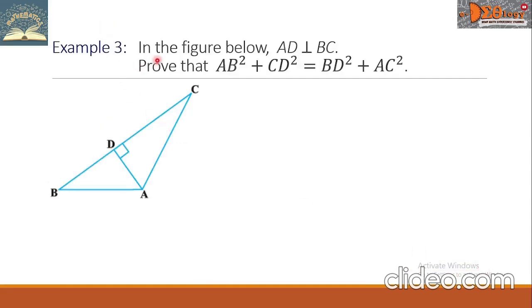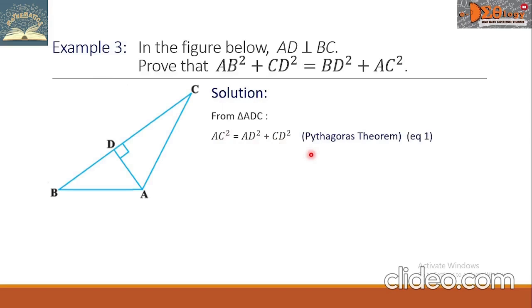Example 3. In the figure below, AD is perpendicular to BC. Prove that the square of AB plus the square of CD equals the square of BD plus the square of AC. From the triangle ADC, we can write the square of AC equals the square of AD plus the square of CD. This is based on Pythagoras' theorem.